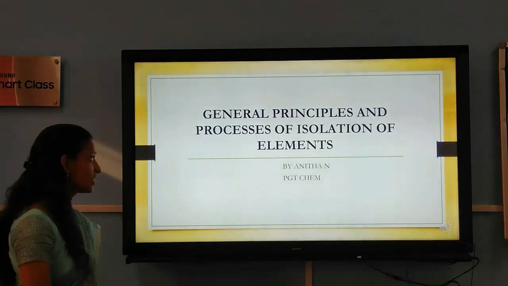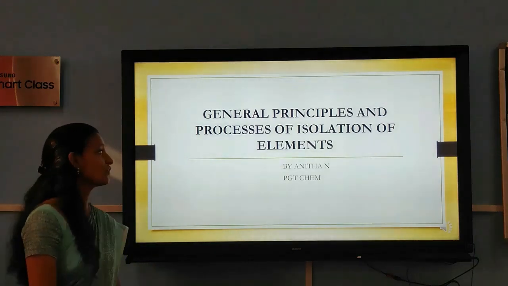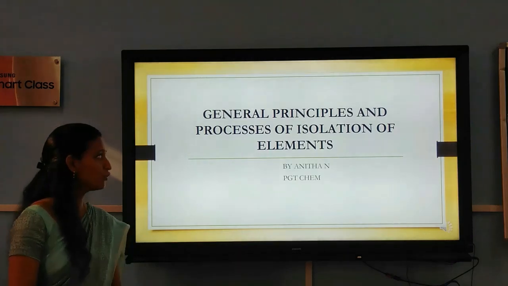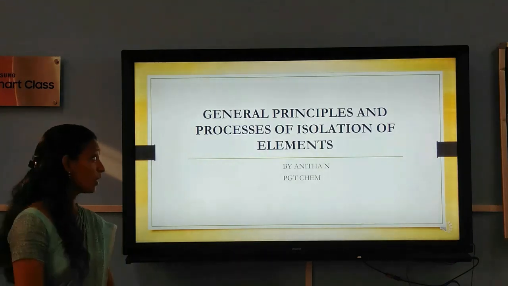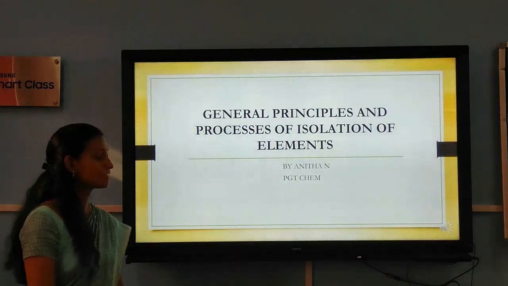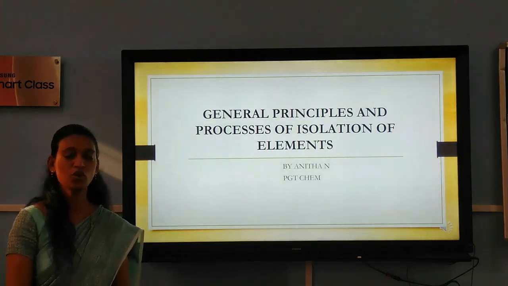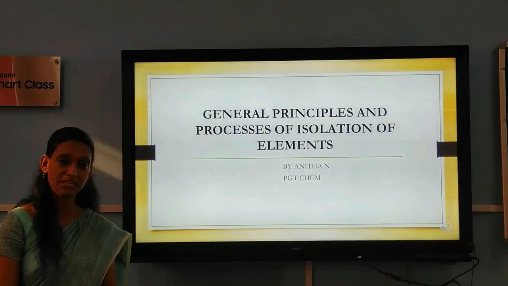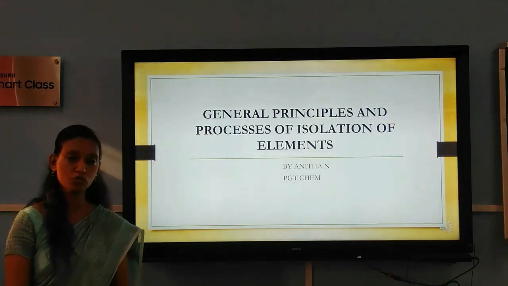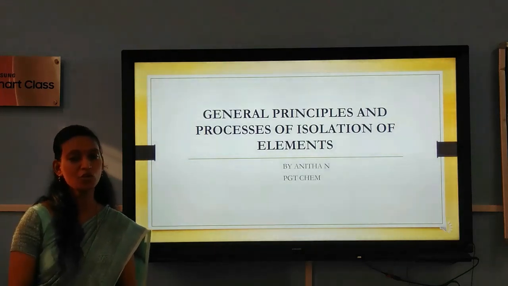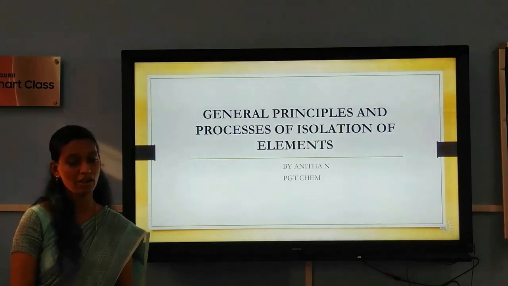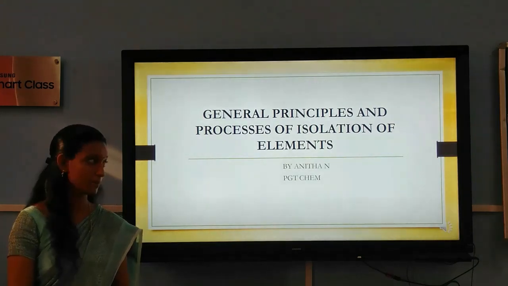The topic we are going to discuss today is general principles and process of isolation of elements. Now, before starting the topic, let me ask you, why are the principles and process of isolation of elements important? This is because metals and material science not only have a really important role to play in the engineering industry, but also have a huge impact on the economy and lives of people in any country.